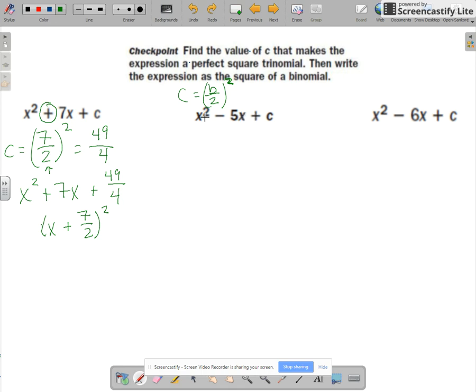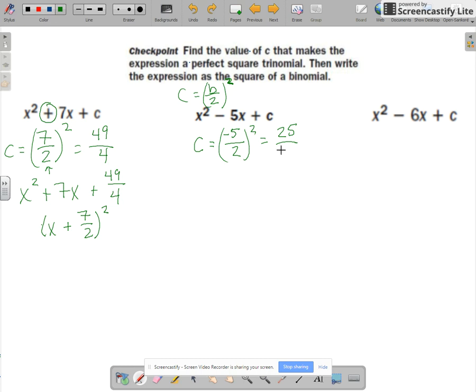All right, the middle one. To find our c value, we have -5 divided by 2, quantity squared. Again, c is equal to b divided by 2 squared. So we square each of these. -5 squared is positive 25. Remember, a negative times a negative is a positive.